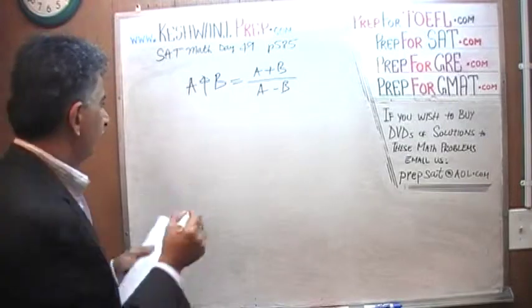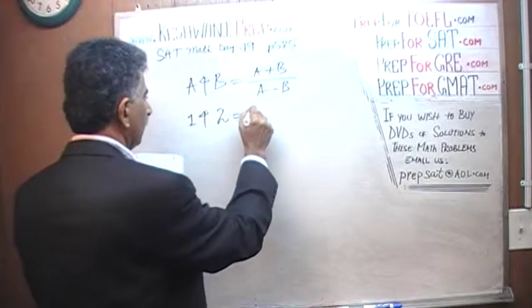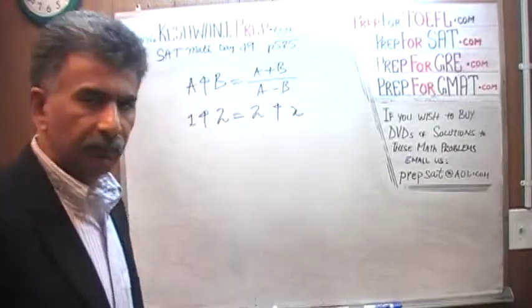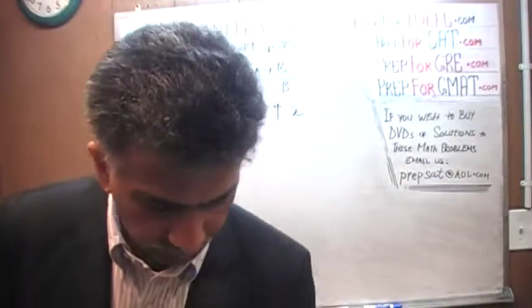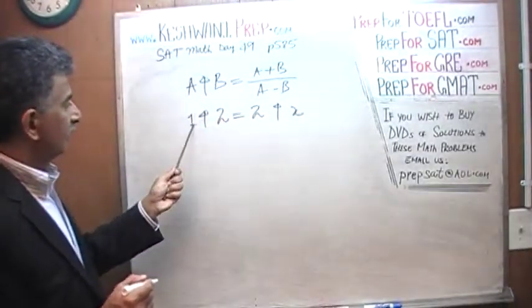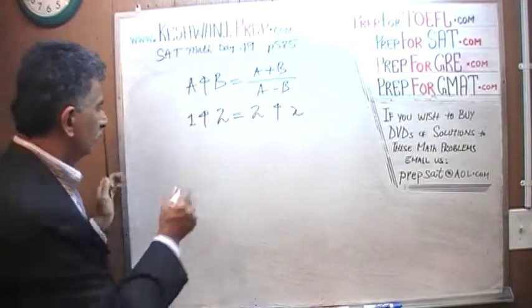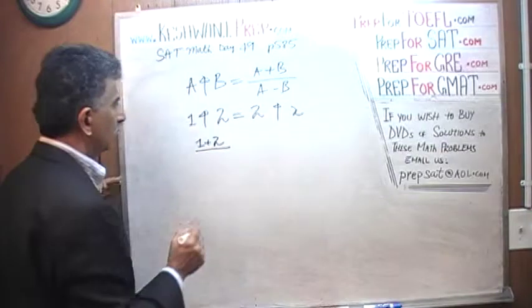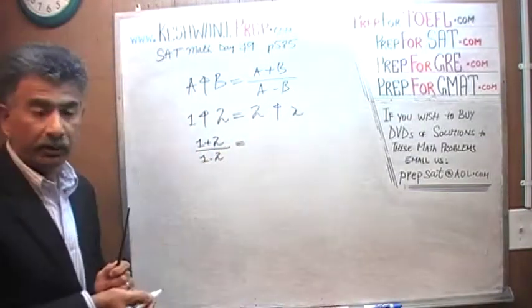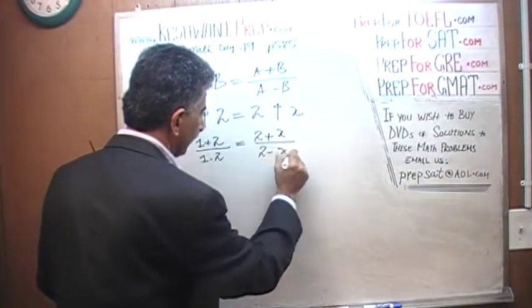The question is, if 1 arrow 2 equals 2 arrow x, then how much is x? That's all it is. So let's find out, shall we? We're just going to follow the instructions. 1 arrow 2 means 1 is on the left hand side of the arrow, so A is 1 and B is 2, so it's A plus B over A minus B. Here it's going to be 1 plus 2 over 1 minus 2, and that has to equal, we are told, 2 plus x over 2 minus x.